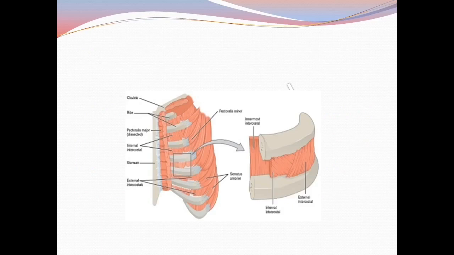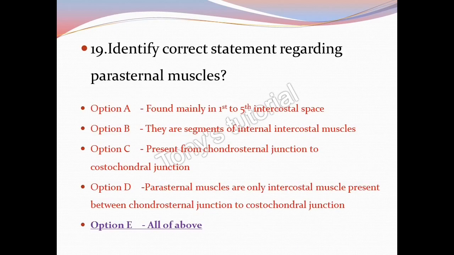Opposite direction, right? One is anterior, one is posterior. The internal intercostal muscle arises at the chondrosternal junction, that is anterior, and moves up to the angle of the ribs. Whereas the other one arises from the posterior tubercle of the ribs and comes anteriorly. So this one moves posteriorly, the other one comes anteriorly.